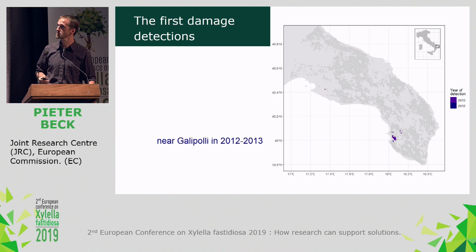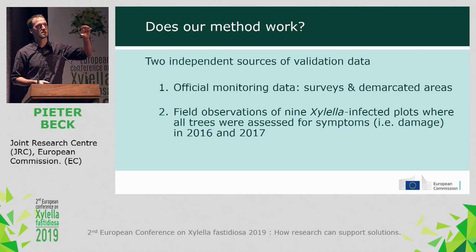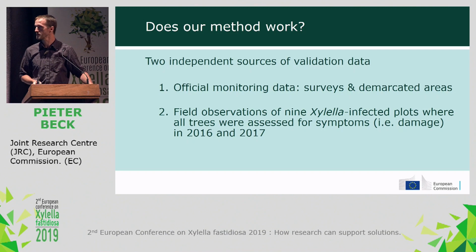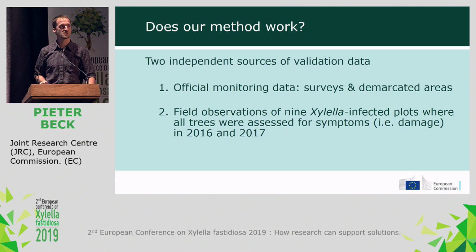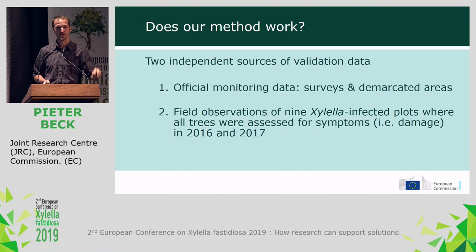So how do we validate this model? We have two sources of independent validation data. One is the official monitoring data, which includes not only the points where the infections have been found, but also the demarcated area. That's useful because we can assume that the buffer zone is Xylella-free and hence damage-free. So we'll use that. The second source is the field observations made in 9 plots where every single tree has been scored between 0 and 4 in 2 subsequent years, and we can assess the level of damage as seen on the ground for these orchards, and compare that to our predictions. So first, the official monitoring data.